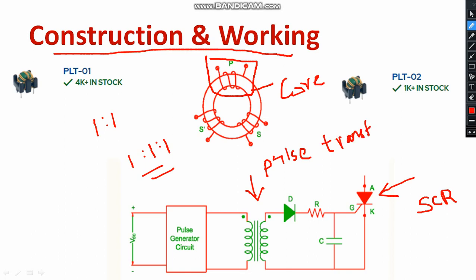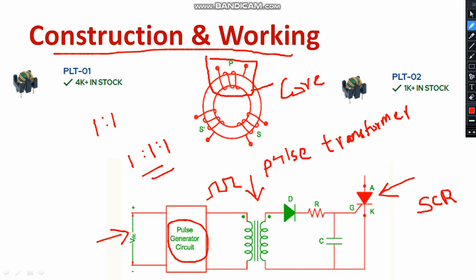Please note down. Pulse transformer with a suitable gating pulse generator. We have a pulse generator circuit. It may be a microcontroller or it may be a 555 timer, whatever it can be. We are providing a constant DC supply to operate the pulse generator circuit, and thereby the pulse generator circuit is going to provide the pulses.